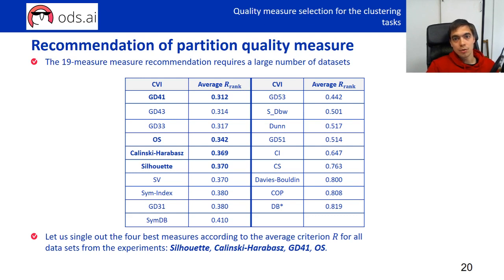However, the recommendation of 19 measures is not rational, as it requires more datasets. In this regard, we chose 4 quality measures, listed at the bottom of the slide, in terms of their average rank scores across all datasets from the experiments. So these measures are silhouette, Calinski-Harabasz, one option of the generalized Dunn measure, and OS index.